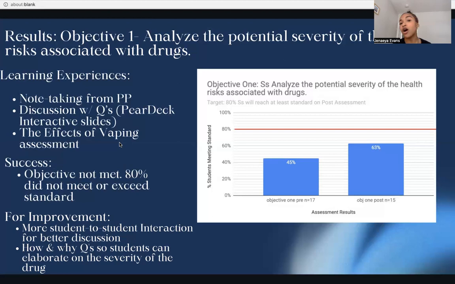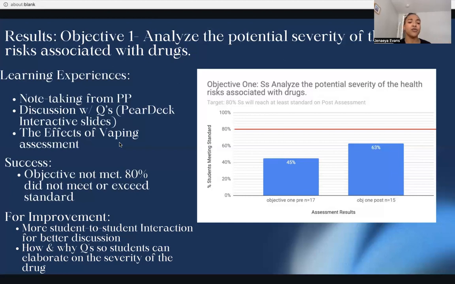So for all 6 of my objectives, I wanted at least 80% to meet or exceed the standards. And for this one, there was some significant improvement, but they did not overall meet the 80%. And there was a slight change because 17 students took the pre-test and only 15 were present for the post. So that possibly threw off some of the data.